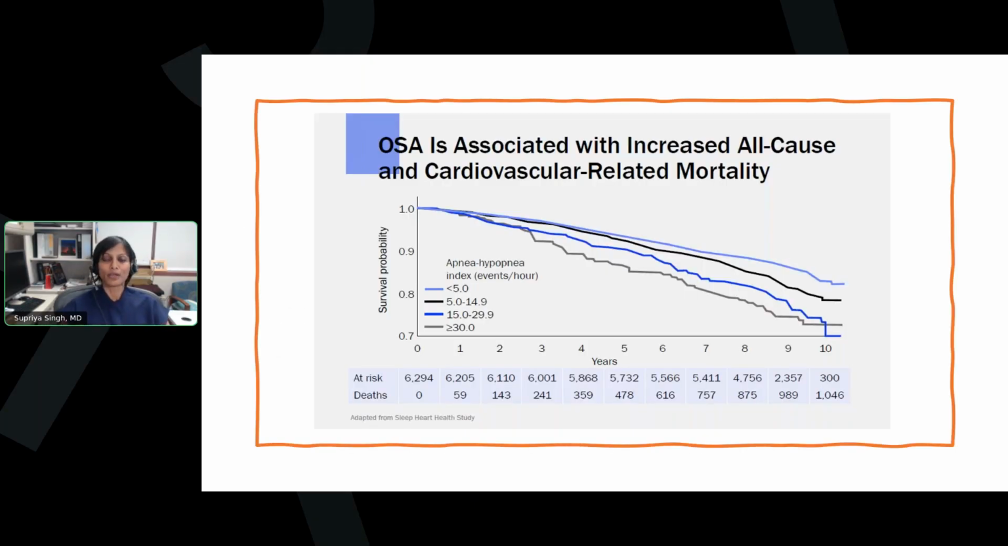The reason we are always harping about treating obstructive sleep apnea is because of the Sleep Heart Health Study, which actually looked at close to 7,000 patients, and it investigated the impact of OSA and other sleep-related disorders in being a risk factor for cardiovascular-related mortality. It found that it not only increased the cardiovascular-related mortality, but also increased all-cause mortality. And as the severity of OSA increased, so did the mortality.